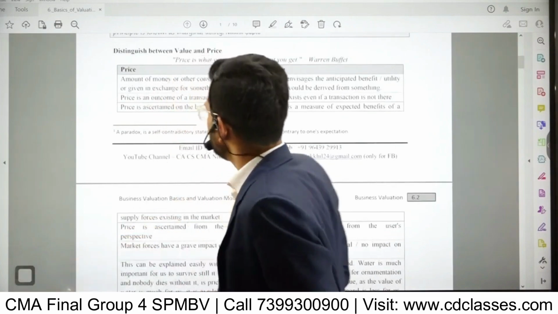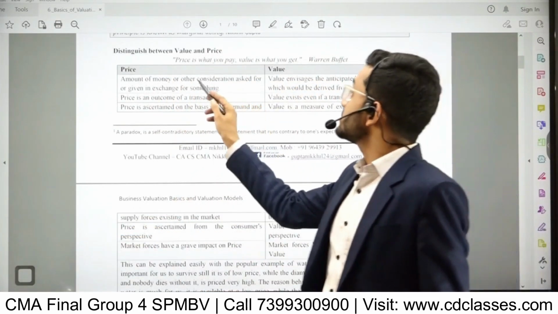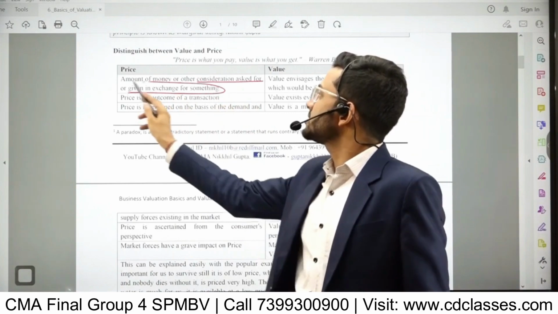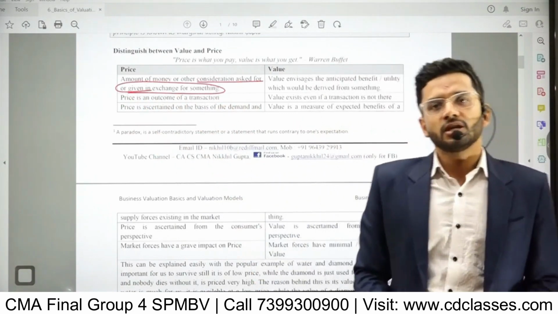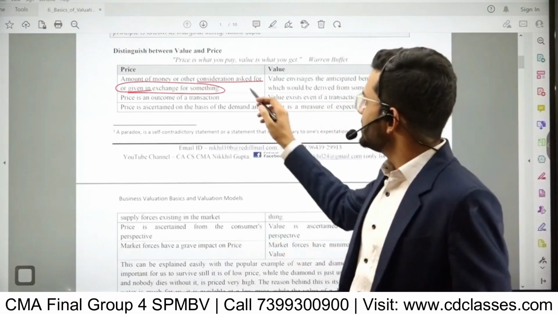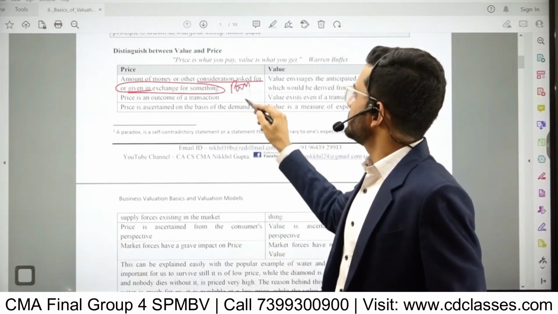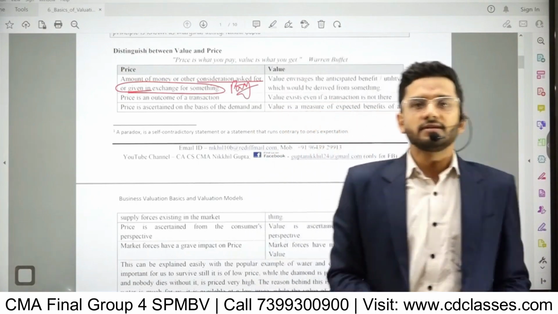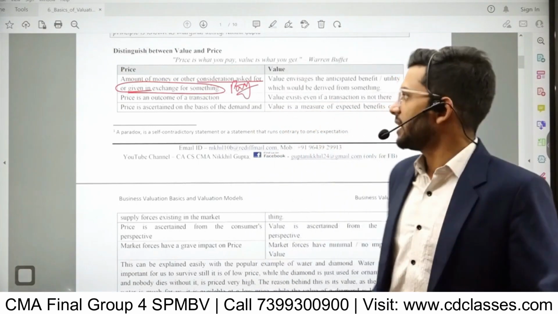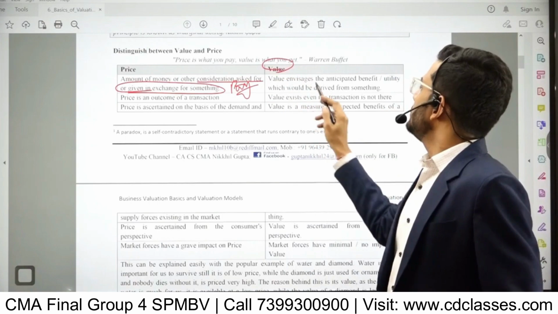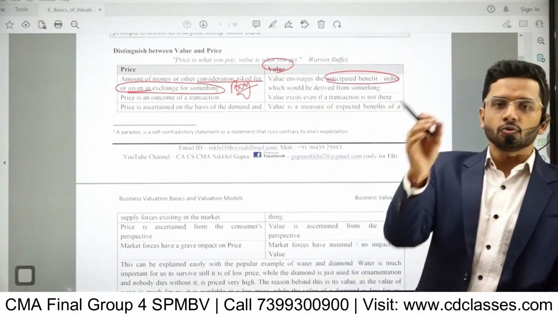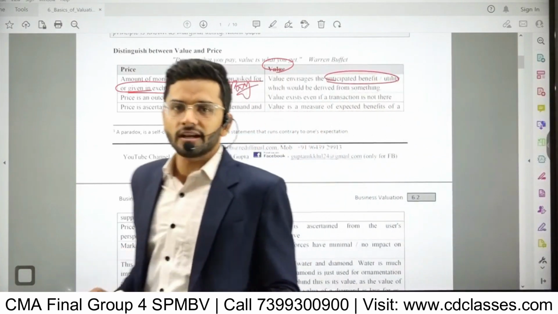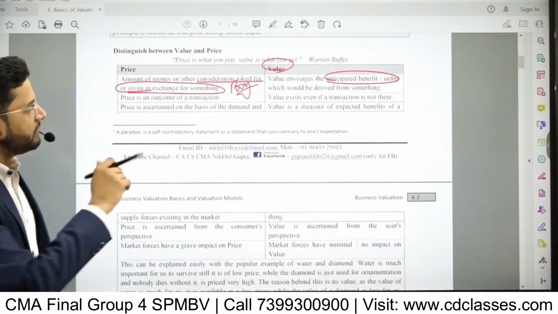The difference between value and price: the amount of money or other consideration asked for or given in exchange for something, that is known as price. So whatever you pay for buying a particular good or service, that is the price. Whatever you pay, that is the price. What is value? Value is the anticipated benefit or utility which you will derive from using that particular good. Whatever benefit you will derive from using that good, that is the value.